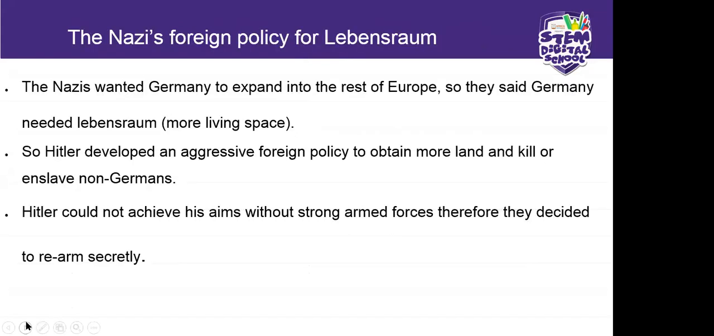Okay, so I was asking about the foreign policy for Lebensraum. What do you understand by that? What was the Lebensraum policy? Okay, I can see your name, but your response is laws for Germans to live in or space or land to live on. Oh, that's good. Anyone else? What do you understand about the Lebensraum policy?